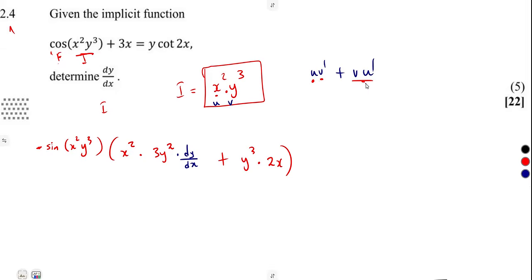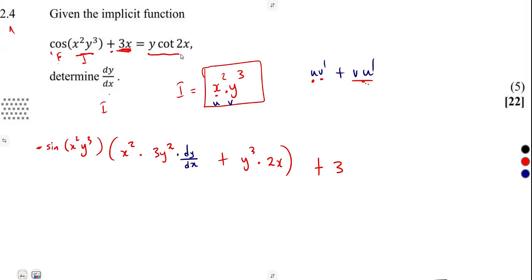So that was v times the derivative of u. Plus, we move on. We are differentiating, remember, with respect to x. So here, 3x is going to give us a 3. So that's plus 3, separate as it is.